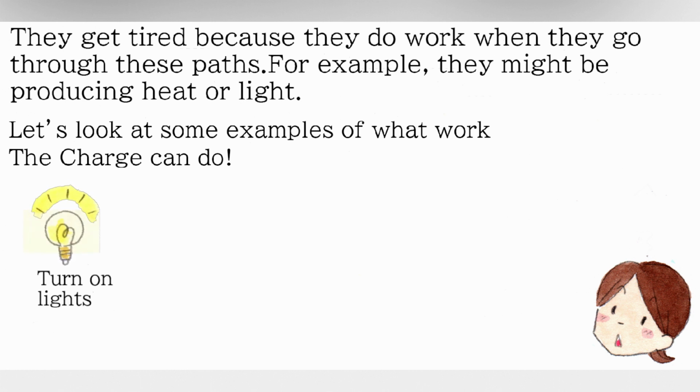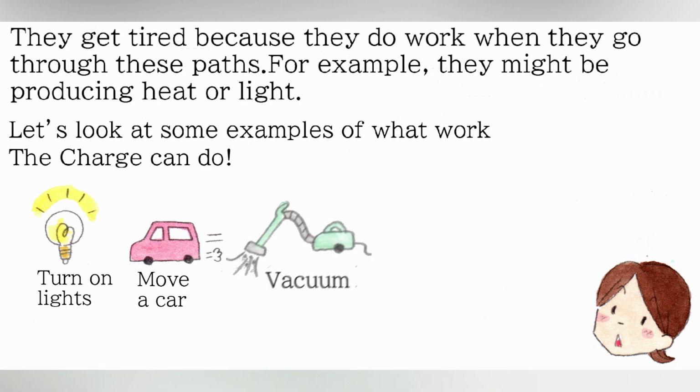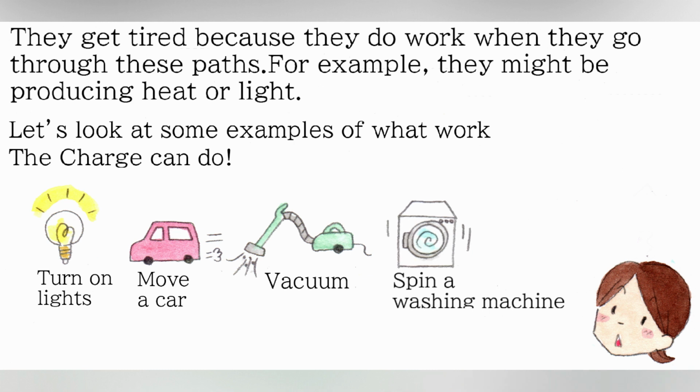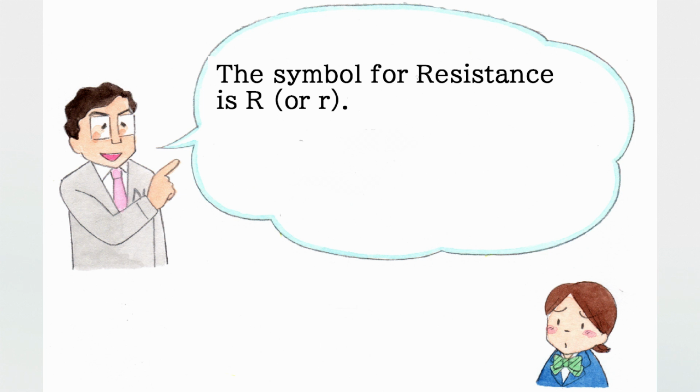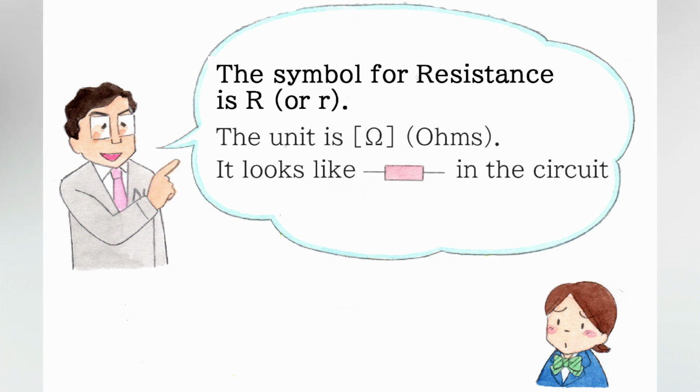Turn on lights, move a car, vacuum, spin a washing machine. The symbol for resistance is R. The unit is ohms. It looks like a rectangle in the circuit.